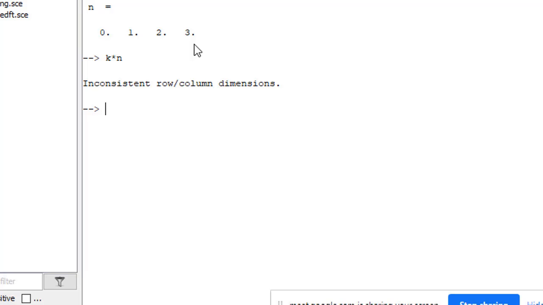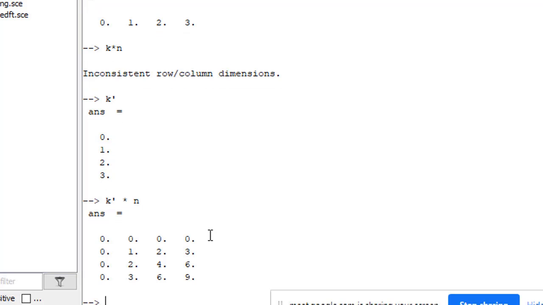In Scilab, transposing is nothing but putting a single quote. Can you see this single quote symbol? So k is a row. Now if I put k transpose, it will convert it to a column. This is how we transpose a vector or matrix in Scilab. Now if I do k transpose multiplied with n, k transpose is a column and n is a row. So what am I expecting? I am expecting a matrix of size 4 cross 4. This is what I need.